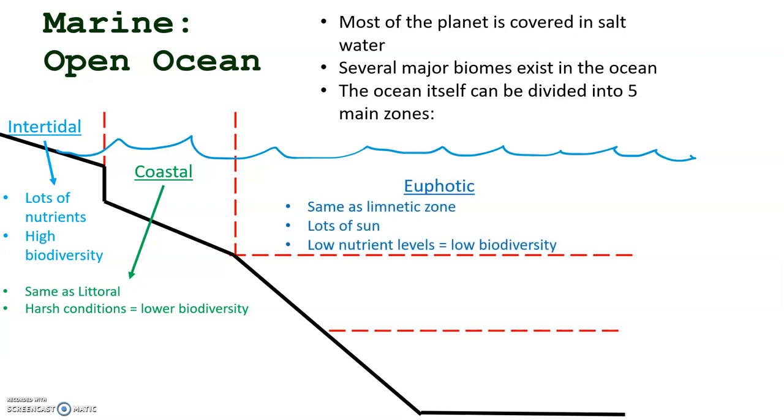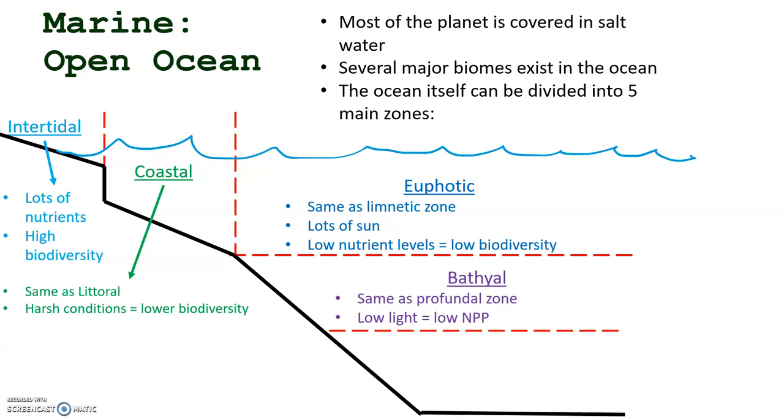We have this euphotic zone, which is the same as the limnetic zone in a pond. It's where the light can reach. Lots of sun, but there's low nutrient levels. Things can't anchor themselves. Remember, this is where the algae was. And so light can penetrate down, not super deep. It's just the top area there.